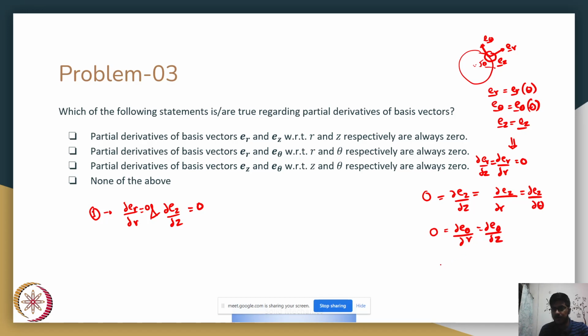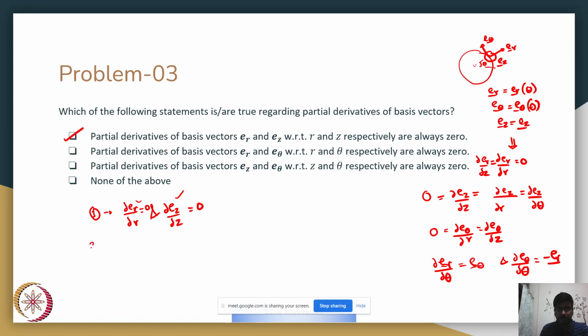these two are 0. And if you remember, dou ER by dou theta is nothing but, is it E theta or minus E theta? E theta. Yes, correct. And dou E theta with respect to dou theta is minus ER. Yes, correct. So the first option says dou ER by dou R is 0 and dou EZ by dou Z is 0. Both of these hold here. So the first option is true.